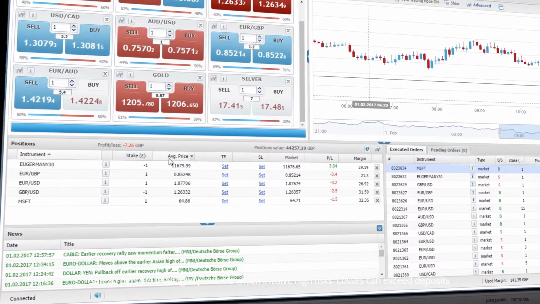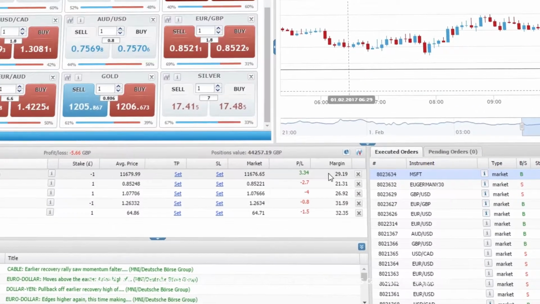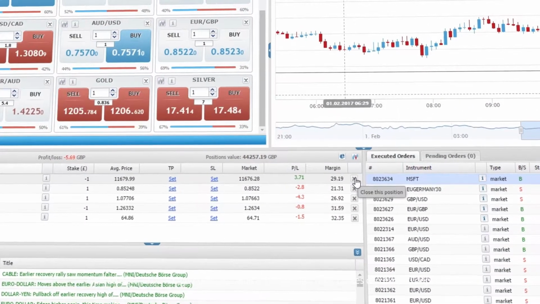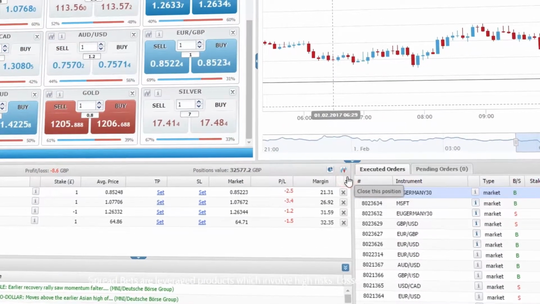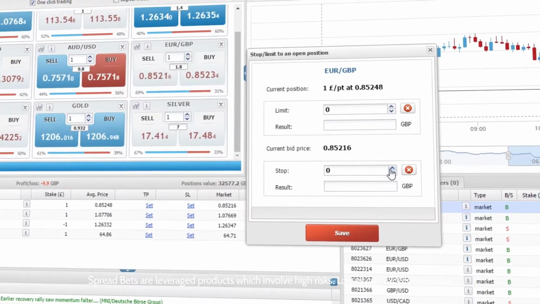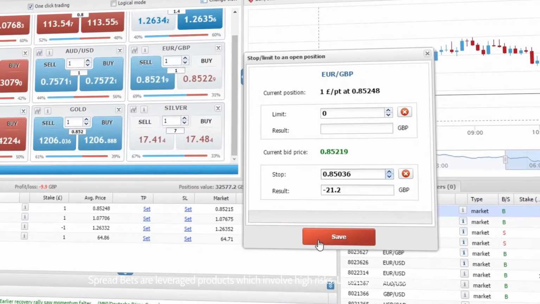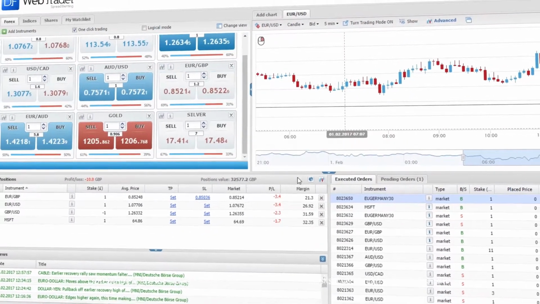For each individual position, you can check the market price of the instrument, the current result, as well as the required margin. The Close Position button provides a fast and straightforward means to close your open positions. By clicking the corresponding fields in the Positions window, you can also place a limit stop to a position.